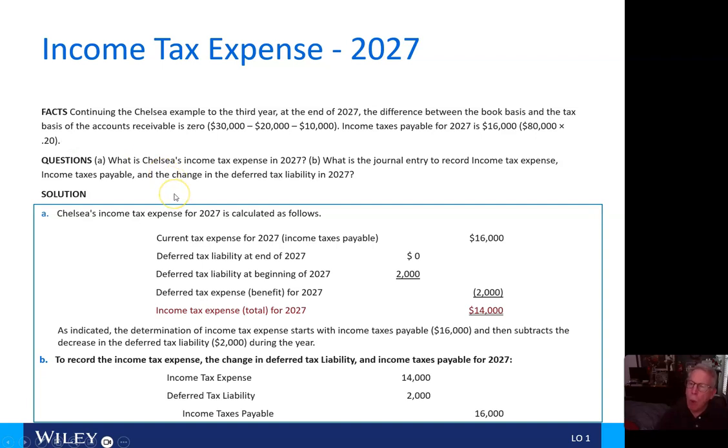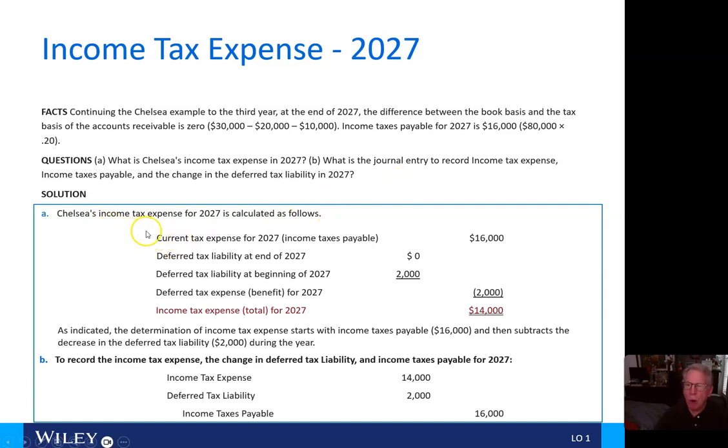Now, what is Chelsea's income tax expense in 2027? And what is the journal entry to record income tax expense, income taxes payable, and the change in deferred tax liability in 2027?